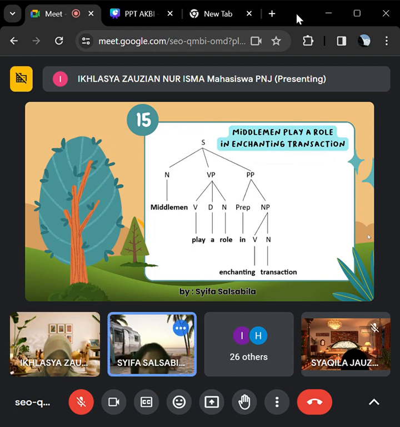The last one is middleman play a role in enchanting transactions. Middleman is a noun. Play is a verb. A is a determiner. Role is a noun. So play a role is a verb phrase. In is a preposition. Enchanting is a verb. Transaction is a noun. Enchanting transactions is a noun phrase. In enchanting transactions is a prepositional phrase. So middleman play a role in enchanting transactions is a sentence.